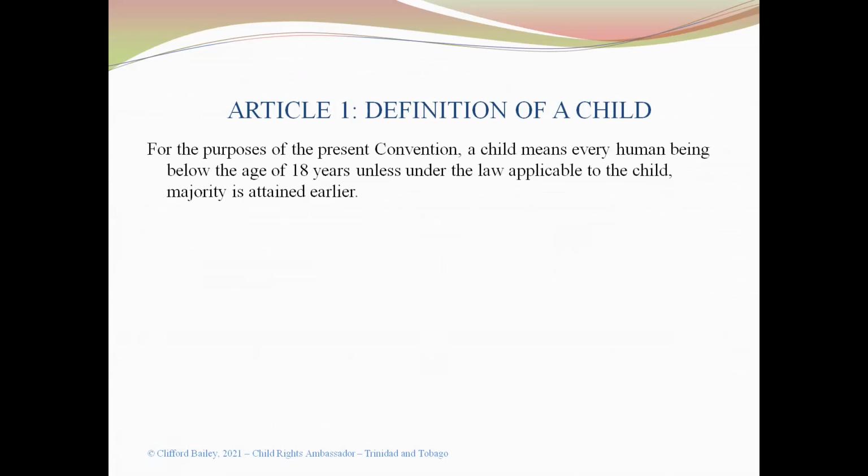We move now to Article 1, which is the definition of a child. For the purposes of the present convention, a child means every human being below the age of 18 years, unless, under the law applicable to the child, majority is attained earlier. What that majority is attained earlier part means is that some countries will have the option to have adulthood at an earlier age for children, such as maybe 16 or 17 or 15, but the international standard is 18 years.